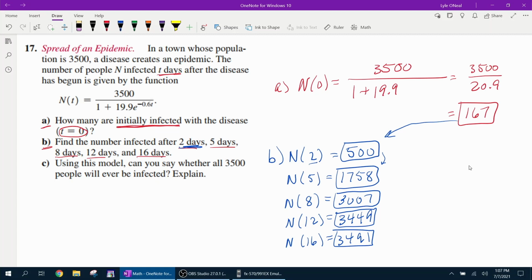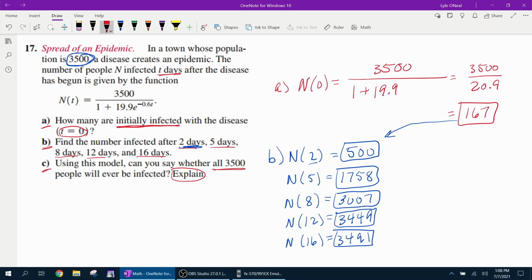Now, the reason the rate of infection is slowing is because the population is only 3,500. So right here, after 16 days, almost the entire population is infected. Okay, so let's look at part C. Using this model, can you say whether all 3,500 people will ever be infected? And it wants us to explain that.